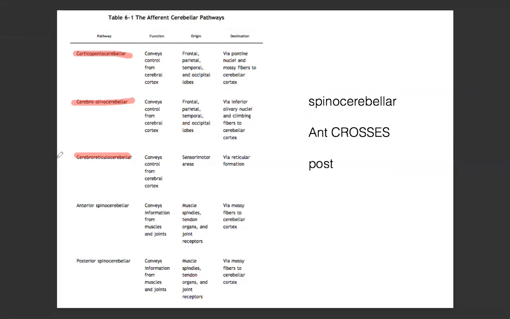Okay, I'll repeat the third one. So the third one هنا اللي هو cerebral reticular cerebellar بيمشي من cerebrum, so من the brain to the reticular formation in the brainstem, then to the cerebellum. No? It's not the most important one. Got it?